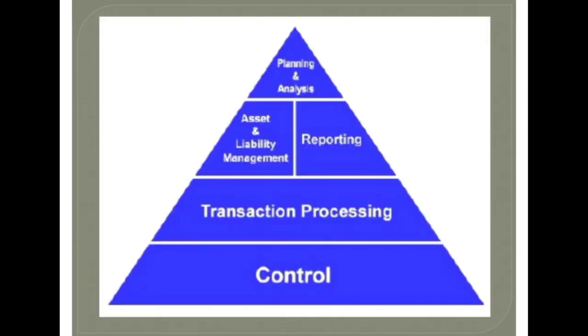So there is a pyramid showing these 5 components. We start from the top, planning and analysis. After planning and analysis, we do asset management, asset and liability management. Then we do the reporting. Then after reporting, transaction processes start. And last is the step of controlling.